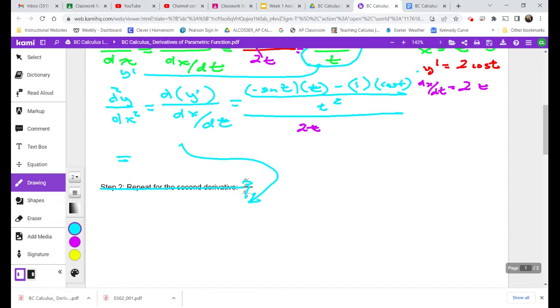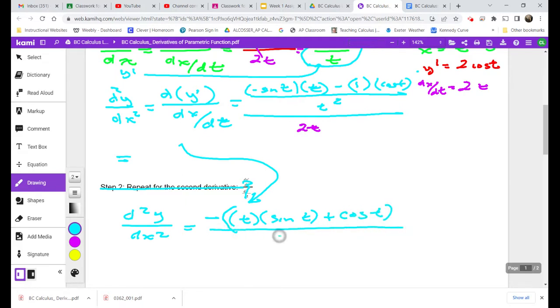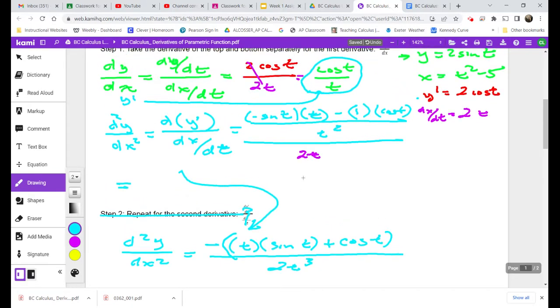So if we clean this up, we get the second derivative for this parametric function. I'm going to flip this over and multiply, and take out a negative, and I'm going to get t sine of t plus cosine of t, all over 2t cubed. So that is the basic idea of the derivatives.